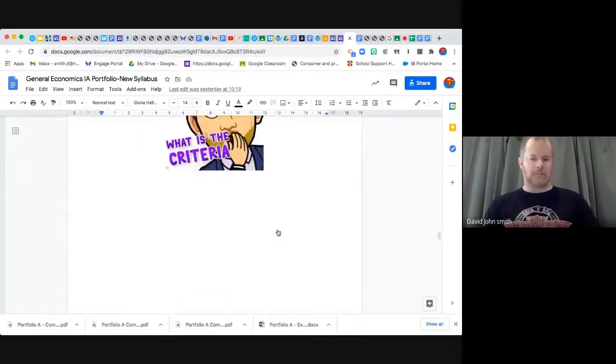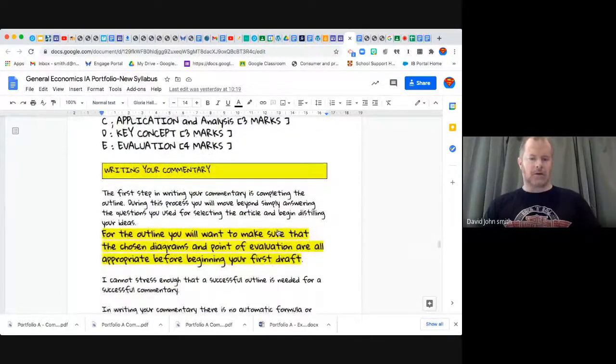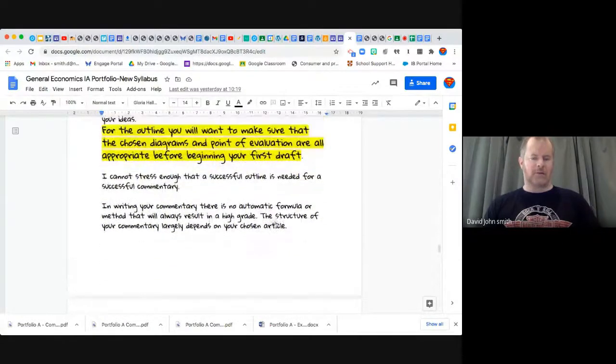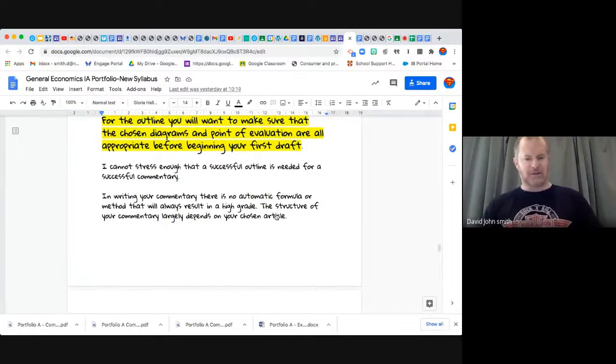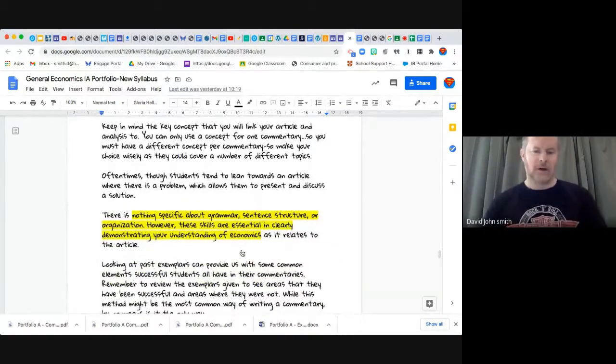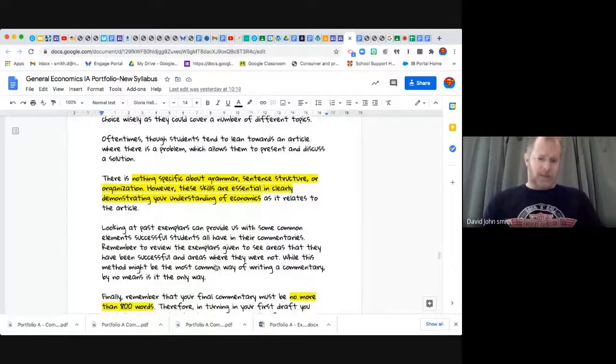All right, there's the criteria again. A little bit about how to write your criteria. I'm not supposed to use the word draft anymore. That's in the new syllabus. We're supposed to call them submissions, because draft sounds like it's a draft.